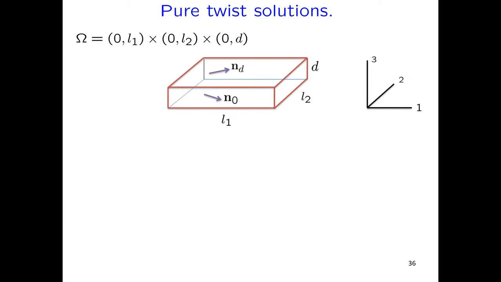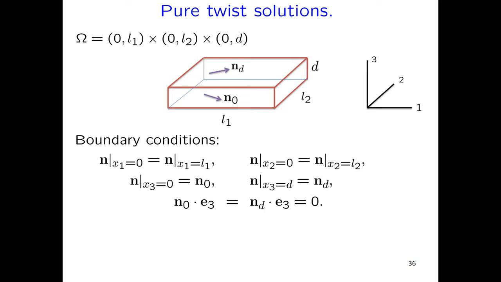Okay, so now you can do the same thing with some other universal solutions, for example, pure twist. So let's suppose we have a rectangular slab with height d and sides L1 and L2, and the axes are along there, so the x and so on. And I'm going to use periodic boundary conditions on these faces, so that n is the same on this face as on that face, and the same on this face as on that face. And on the top and bottom, n is in the x1, x2 plane. So n is n0 on the bottom, and n0 dot e3 is 0, and n is going to be nd on top, and nd dot e3 is 0.